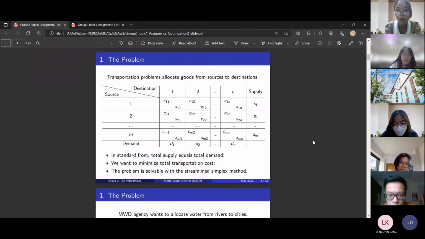We first restate the standard transportation problem. Given m sources and n destinations with corresponding supplies and demands, along with the transportation costs from each source to each destination. The standard form assumes that the total supply equals the total demand, and we want to minimize the total allocation cost. And this problem, as you know, can be solved with the streamlined Simplex algorithm.